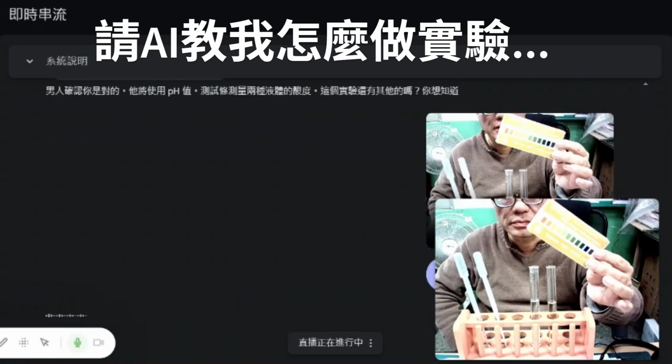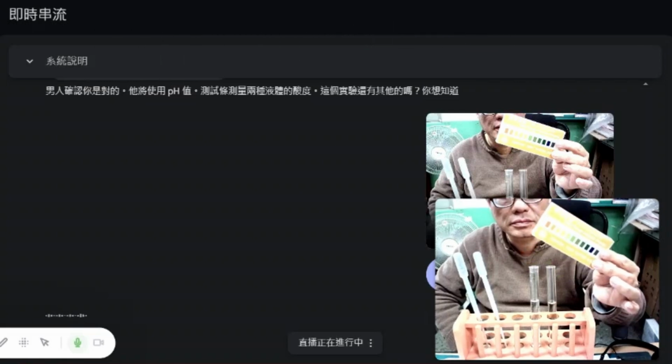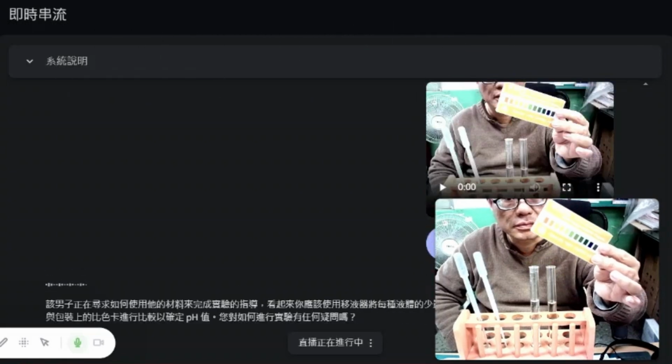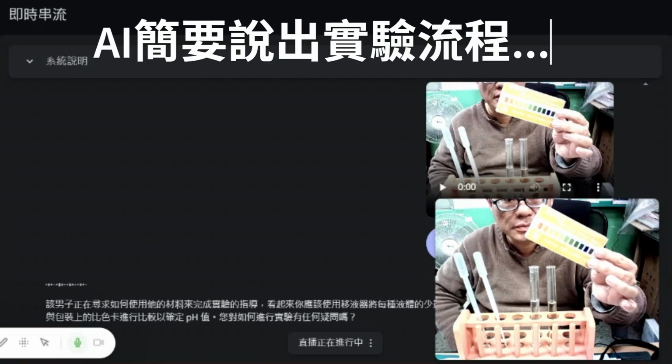Sure, the man is asking for guidance on how to use his materials to complete the experiment. It looks like you should use the pipettes to transfer a small amount of each liquid onto a separate piece of the pH testing strip, then compare the color to the color chart on the package to determine the pH. Do you have any questions about how to perform the experiment?